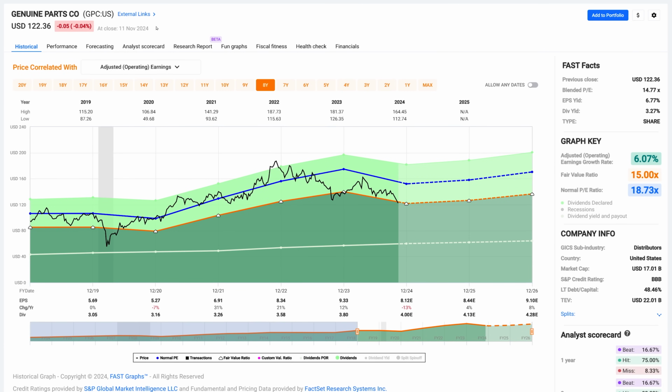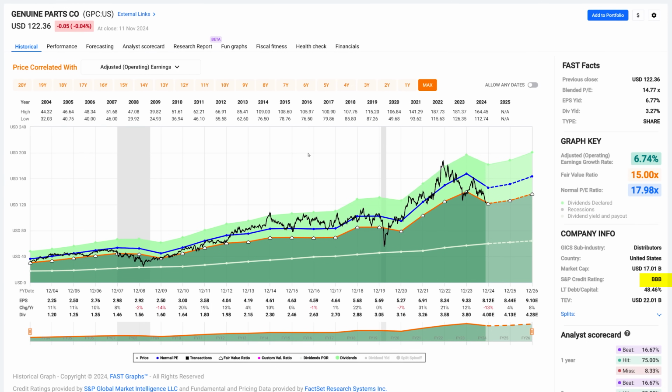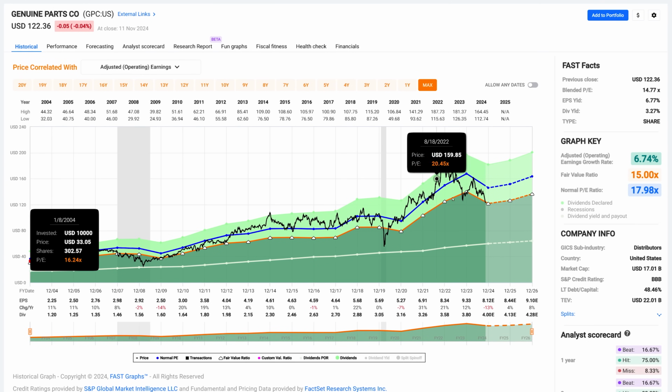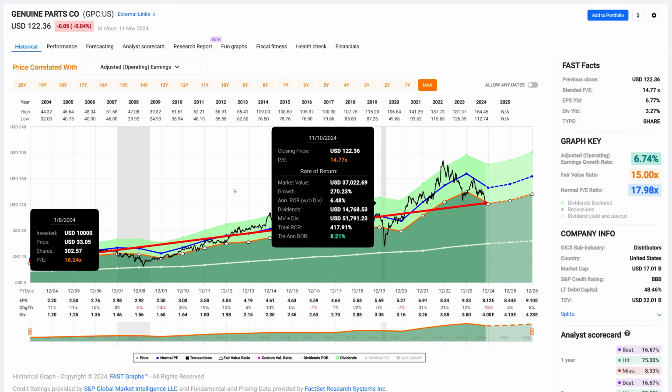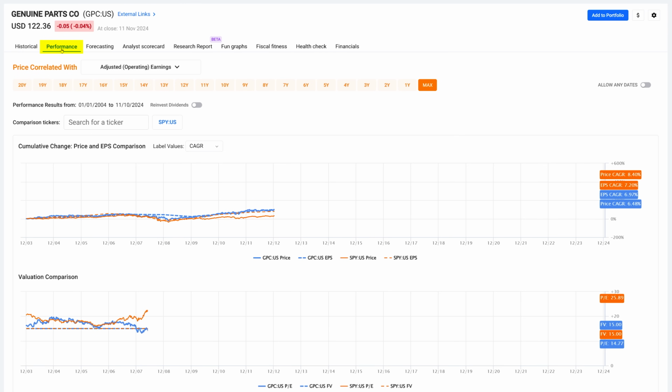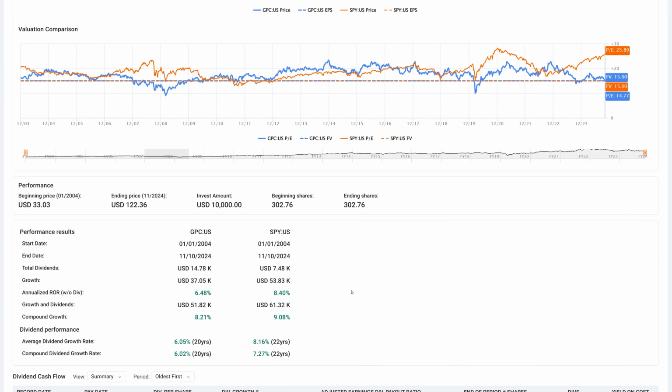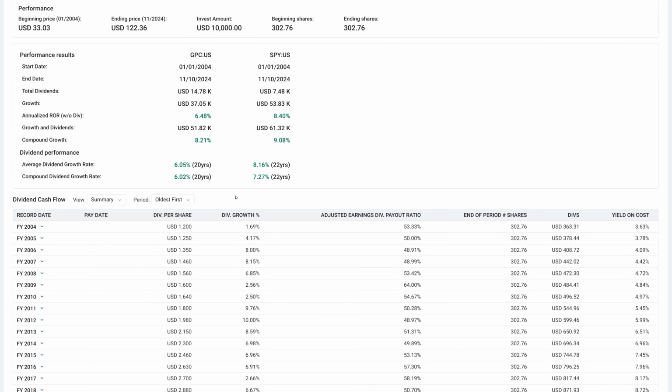This is a very high-quality company, BBB rated, and it's been a consistent performer. And if you buy it at reasonable valuations, and here's a 16 PE, even at this level, you make 8%, you get a pretty decent dividend record. And you can always check that by going into the performance results of Fast Graphs and see what the dividend growth rate has been.